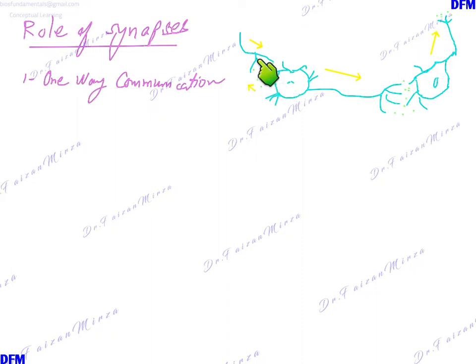What are the roles of synapses? There are four major roles which I'm discussing. One of them is one-way communication. There is always one-way communication occurring at a chemical synapse, because the synapse will always have a presynaptic membrane from which the neurotransmitter is released, and a postsynaptic membrane which will have a receptor. It will never be the other way around. So it's always one-way communication.